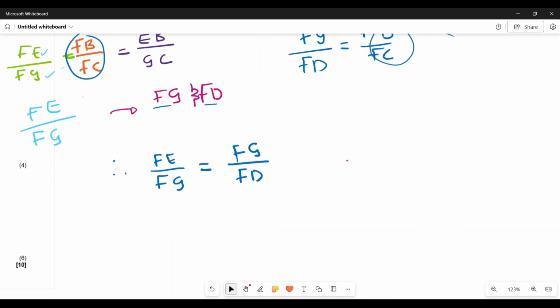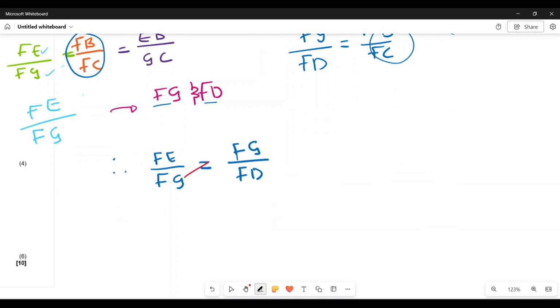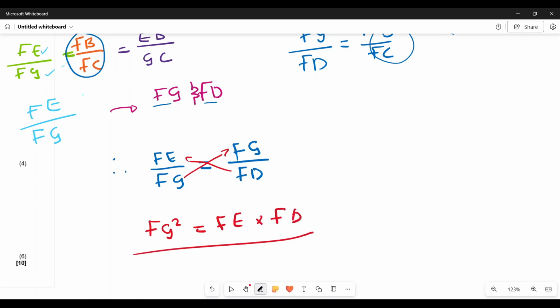So now I'm going to cross multiply. And if I do so, this is going to be FG squared, equal to FE multiplied by FD. And this would be your final answer.